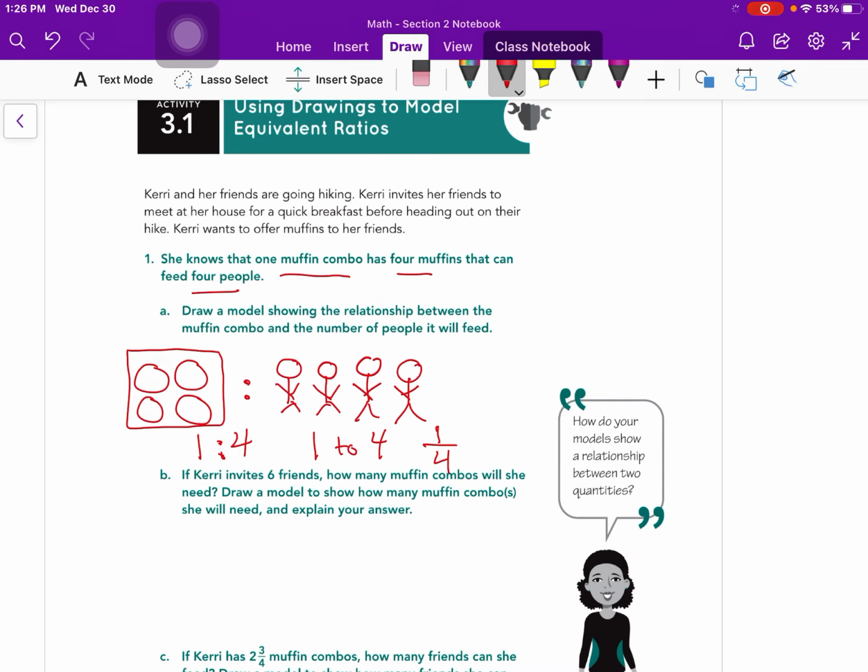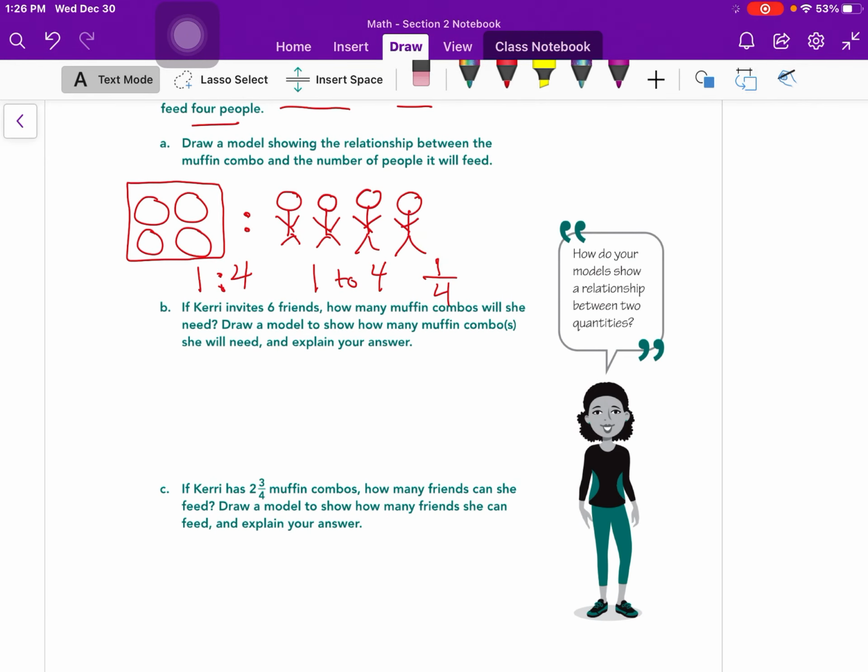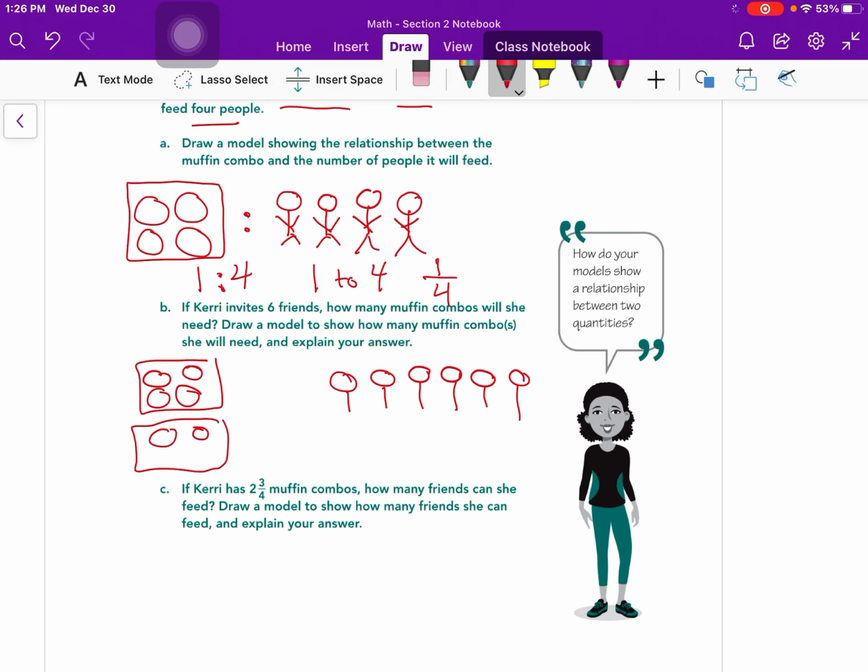All right. Next one, if Carrie invites 6 friends, how many muffin combos will she need? Draw a model, show how many muffin combos she's going to have to order. For this particular one, 6 friends. So here's my 6 people. 1, 2, 3, 4, 5, 6. A few more people coming. If she buys her 1 muffin combo, that's only 4 muffins, not going to be enough. So she's going to have to buy her 2nd muffin combo to have enough for 6 people.